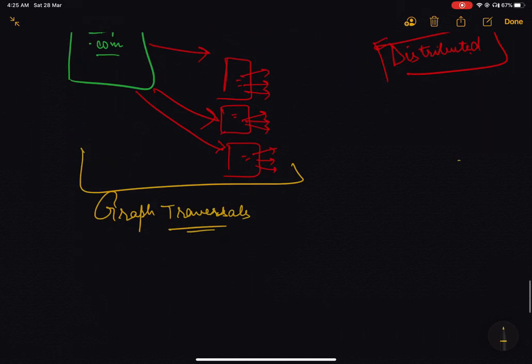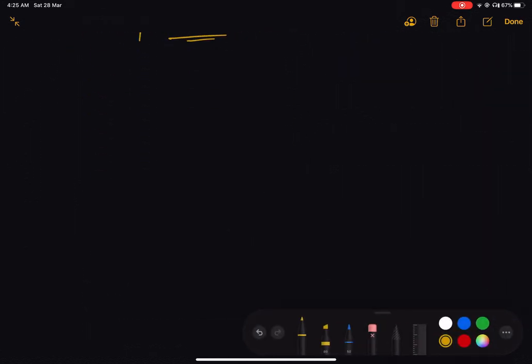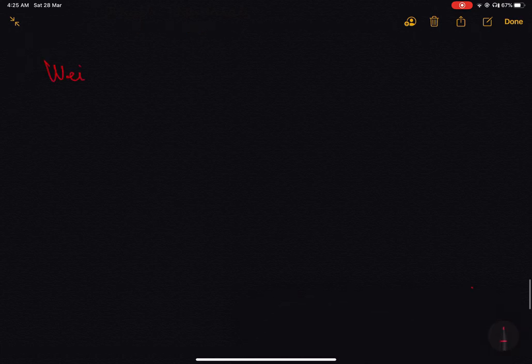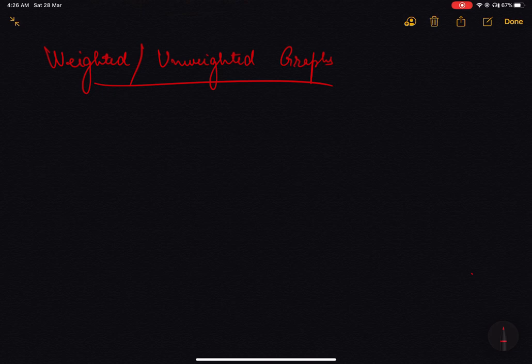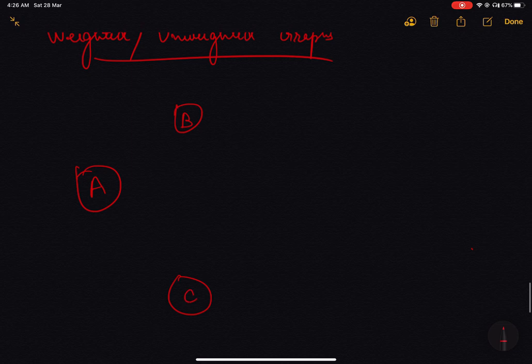Before we end this particular lecture, let us study another kind of graphs, which is weighted or unweighted graphs. Till now, we have seen graphs which can have directed or undirected edges, but there was nothing mentioned about those edges. Let us draw a sample graph again. Let us say this time we are drawing a graph of 5 nodes. Let us have some edges.